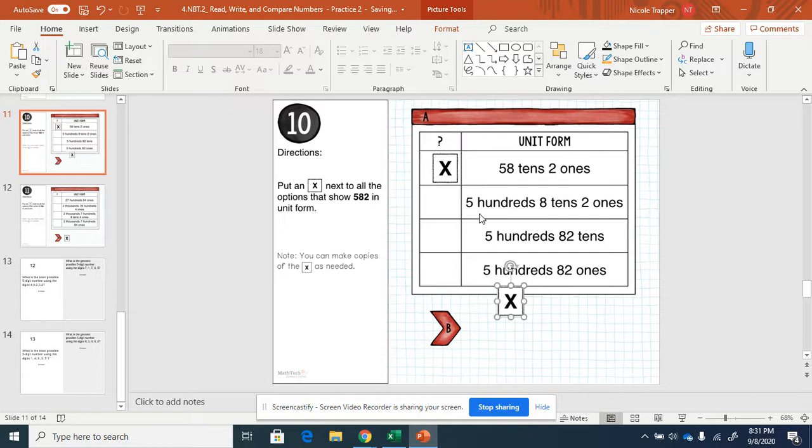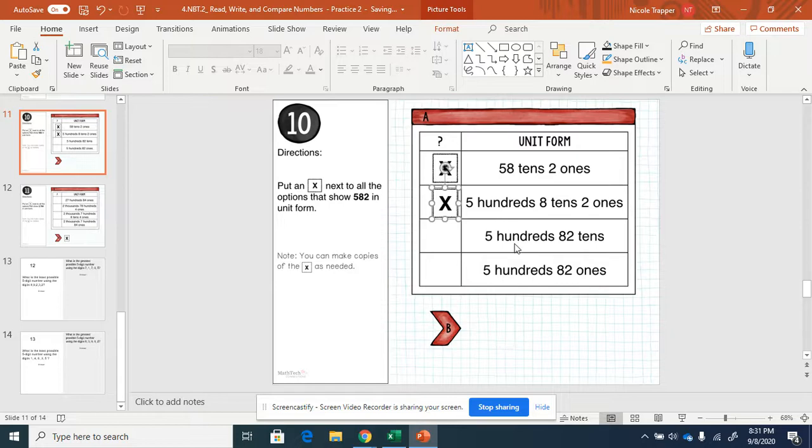The next one says 500, 8 tens, and 2 ones. We don't need the place value chart to know that this one is correct, because that's an expanded form. 500s plus 8 tens and 2 ones does have the value of 582.